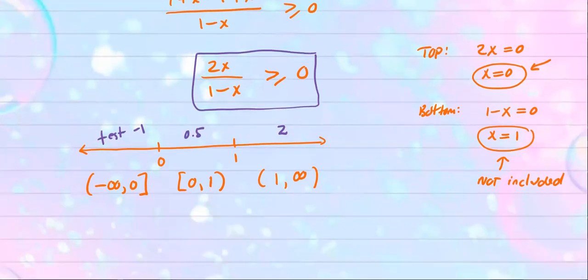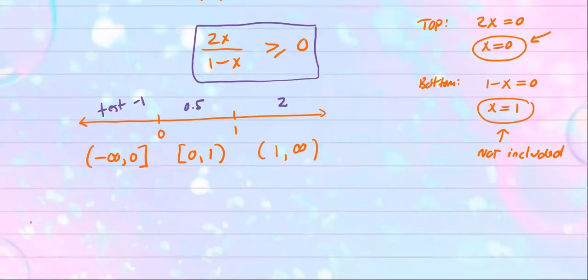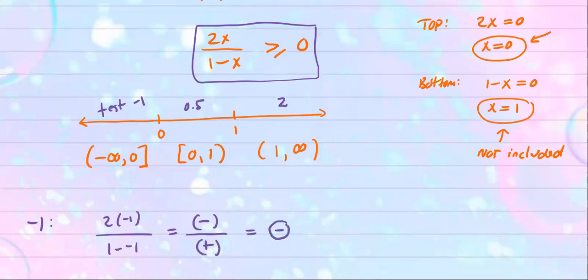We want to see if these test values make the expression positive or negative. Okay, so let's plug in negative 1. For negative 1, we have 2 times negative 1 over 1 minus negative 1. On top, we get a negative number. On the bottom, we get a positive number. So the result is a negative number. So we can say this interval is negative. Regardless of what test value you pick on that interval, it's always negative.